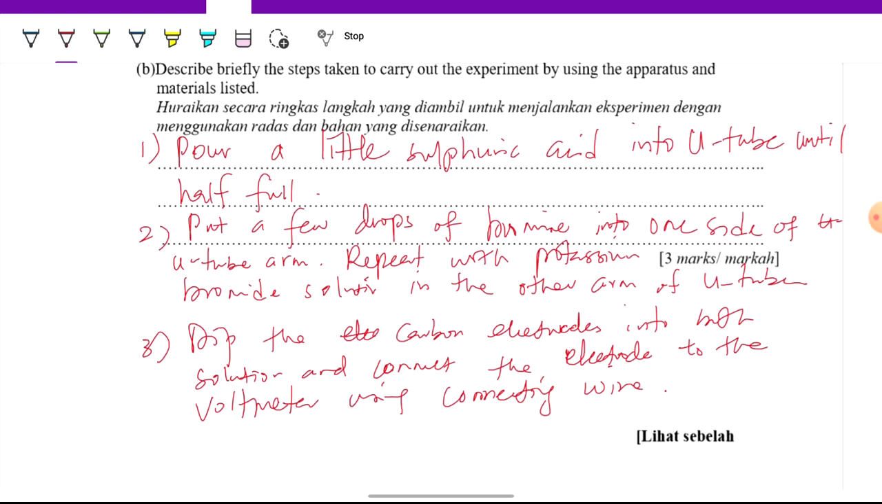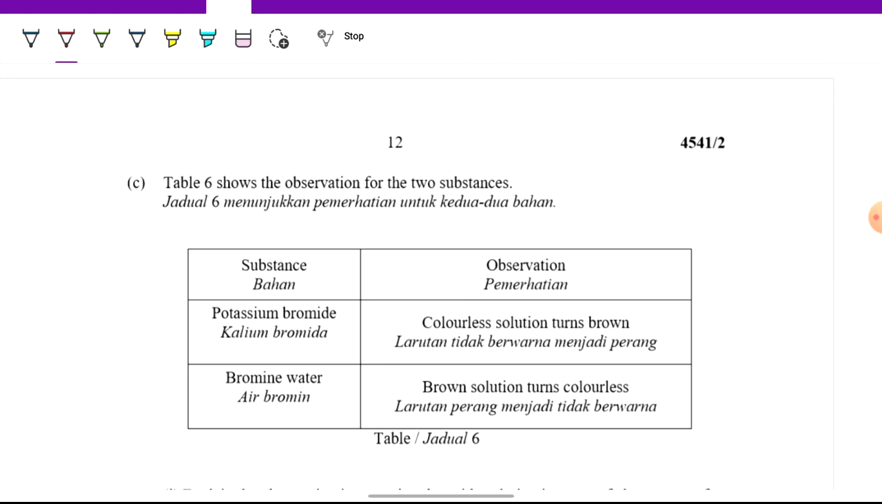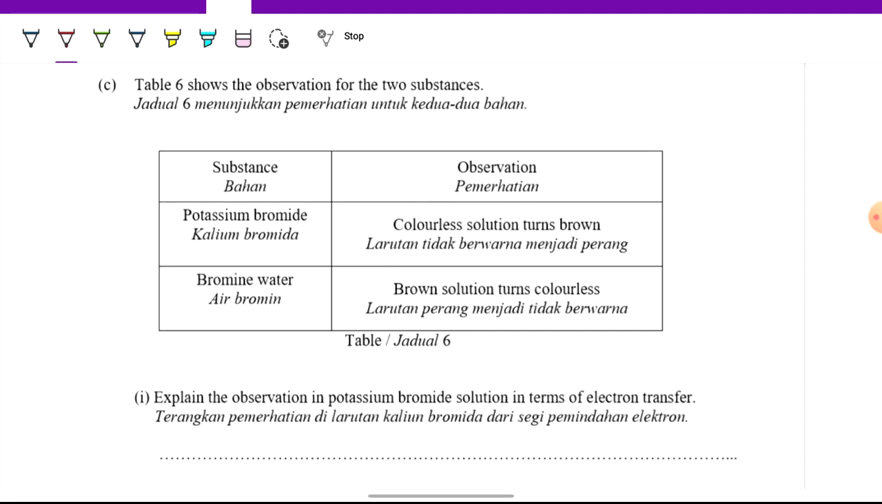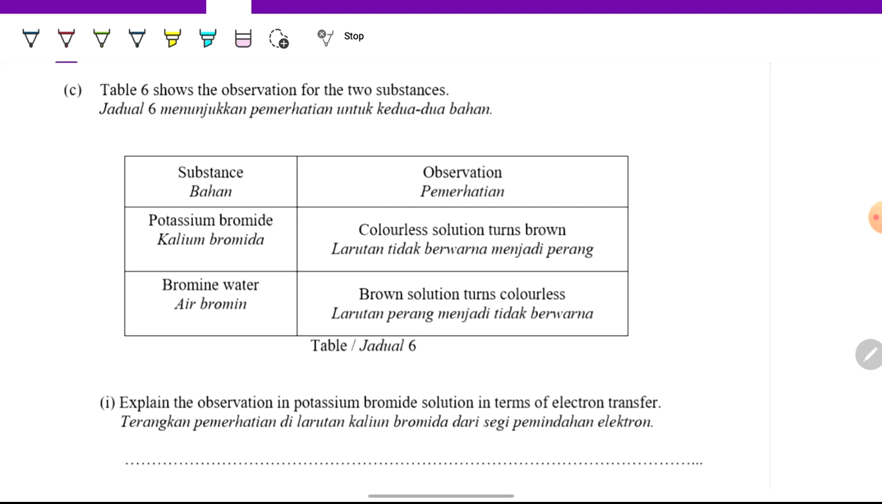So this is how we briefly do the experiment. But I think the result, we seldom use this reaction. Normally, we use the other one. But never mind. It will show the observation. For potassium bromide, the color turns brown. I think no displacement, no reaction can occur.